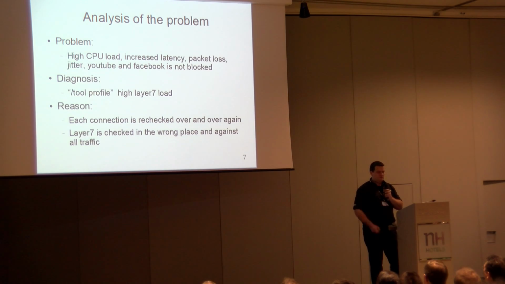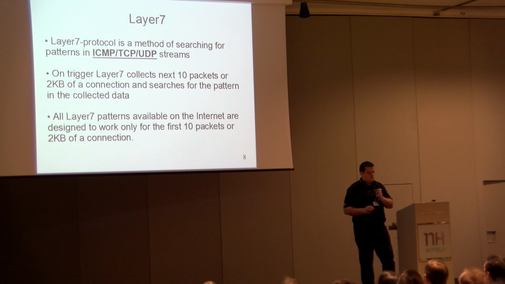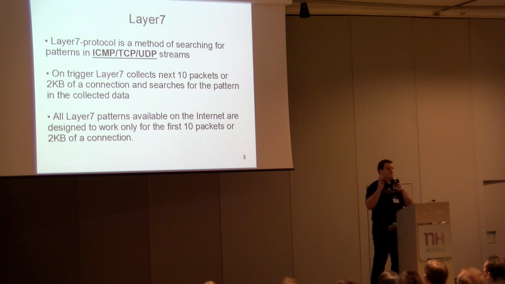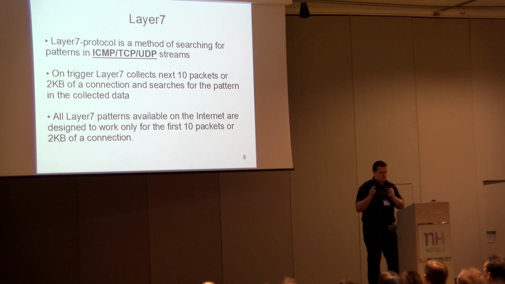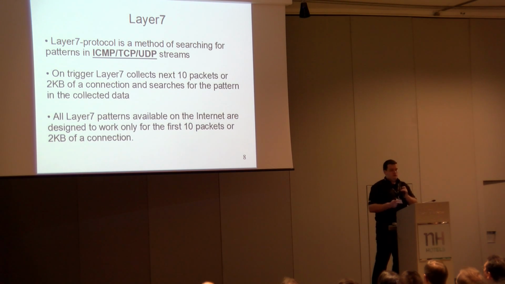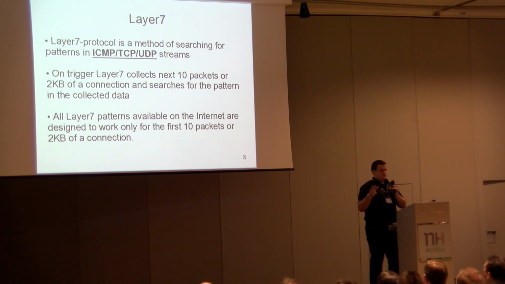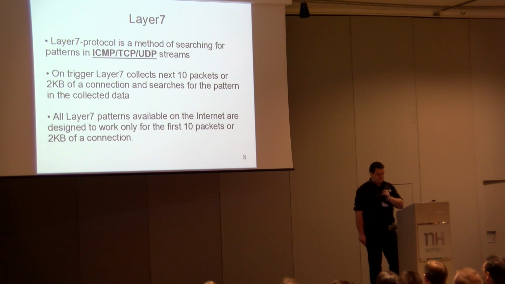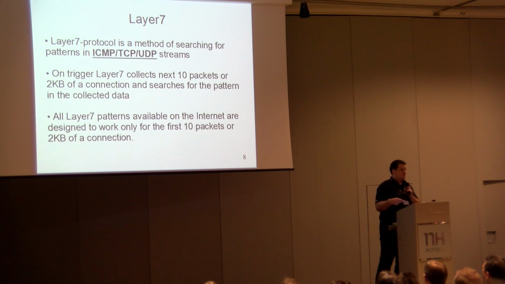So to understand the problem, let's go into how layer 7 works. First of all, it works for ICMP, TCP, and UDP streams. When you give it a regex, it will take 10 packets, or the first 2 kilobytes of the connection. It will collect it, so it's not just one packet. To collect 2 kilobytes, you need at least several packets from both directions if TCP. So it collects those packets, stores them in memory, and then it checks. Every time you trigger that rule, it needs to collect the next few packets, check, and only then decide to drop. So imagine this happening over and over again for each and every connection.